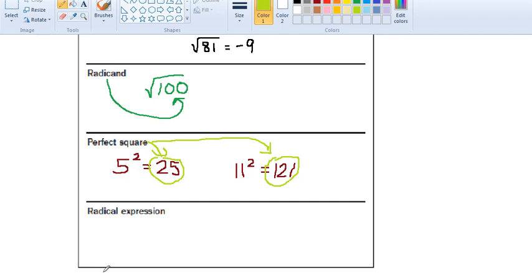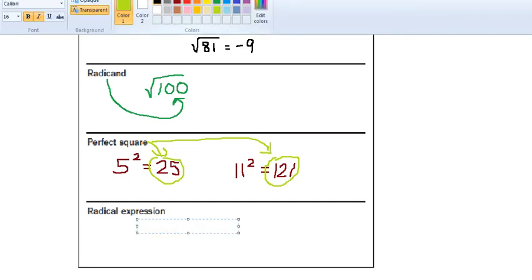And finally, the radical expression. A radical expression is an expression written with a radical symbol.